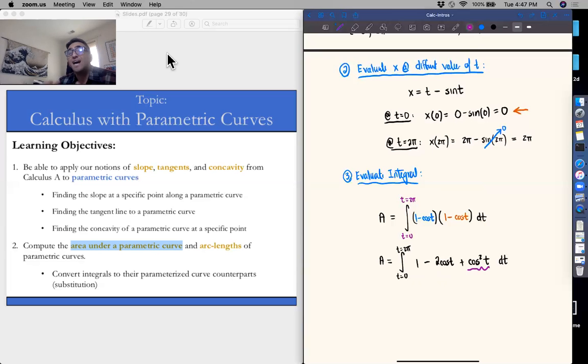So remember, whenever we had sine squared or cosine squared only terms, we used our half angle identities. We're going to make the substitution into the integral using this half angle identity, that cosine squared of t is 1/2 times 1 plus the cosine of 2t. Let's go ahead and make that substitution. So this area integral is still the integral from t equals 0 to t equals 2 pi of 1 minus 2 cosine of t, plus, and then we're just going to put in that half angle identity, 1/2 times 1 plus cosine of 2t.